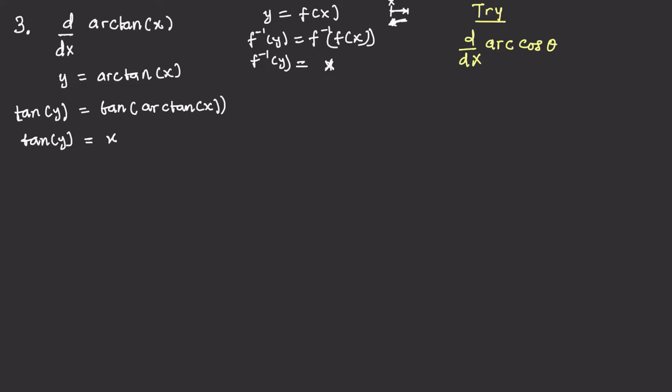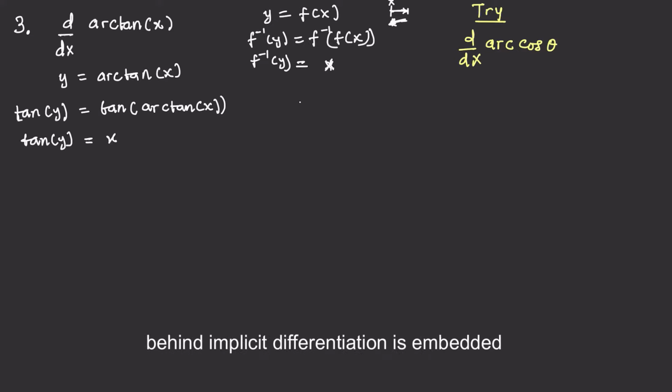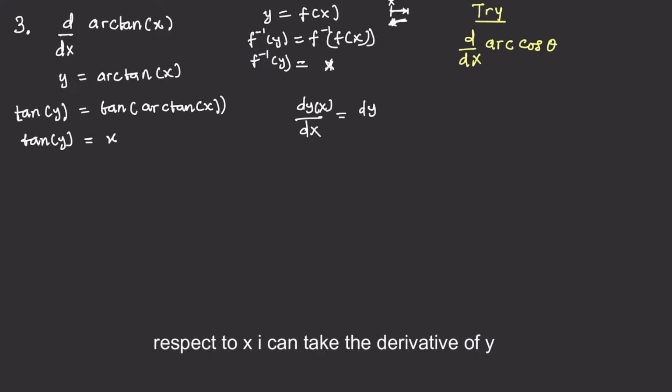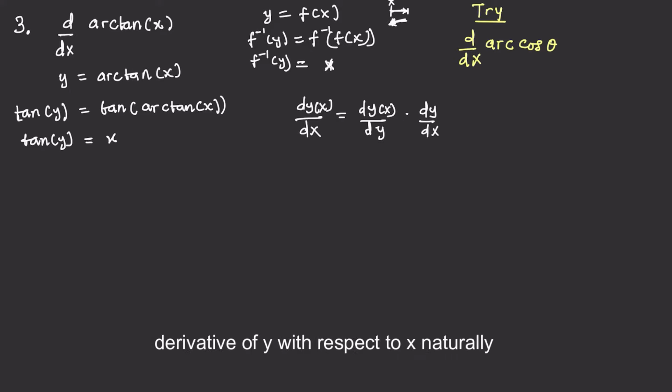So here we can do implicit differentiation. And what is the idea behind implicit differentiation? The idea behind implicit differentiation is embedded in the chain rule. That is, if I want to take the derivative of a function of y with respect to x, I can take the derivative of that function with respect to y, then multiply by the derivative of y with respect to x. Naturally, what you want to do here is that dy can cancel dy, and then you are left with dy dx. Okay, so that's the idea. That is, if you want to take the derivative of a function of y with respect to x, you take the derivative of that function of y with respect to y first, then you multiply by dy dx.